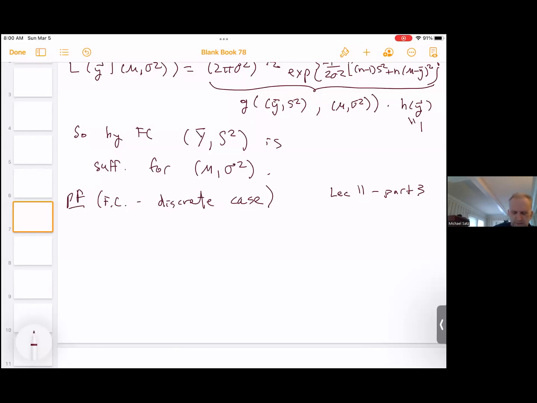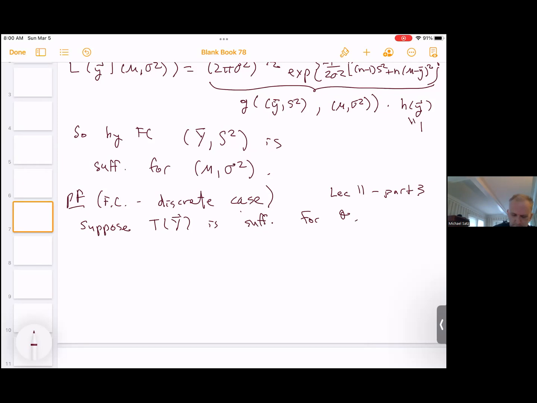Okay, so now we'll do the proof for the factorization criteria for the discrete case. So suppose that, so we have to do it two ways, right? So first we suppose that T of Y is sufficient for theta, and we must show the factorization exists.